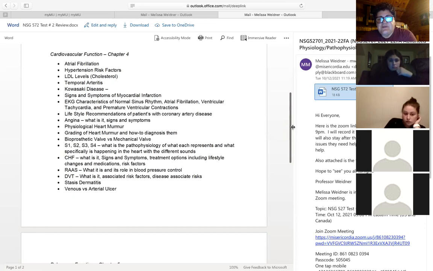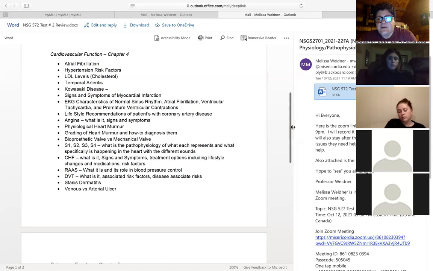When we talk about DVTs, you want to understand what is it, what are the associated risk and the disease associated risk. So associated risk for DVTs include recent surgery, especially orthopedic surgery, trauma of any type. Hospitalization in and of itself is a risk factor for a DVT.